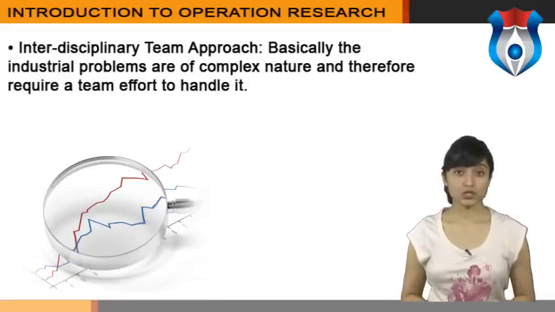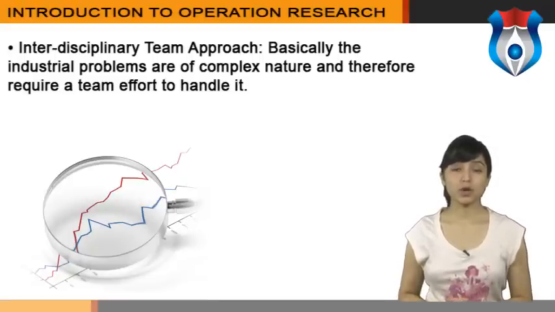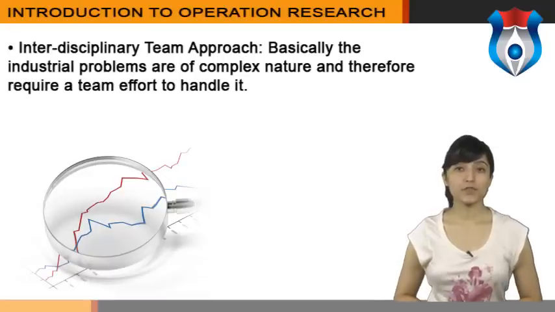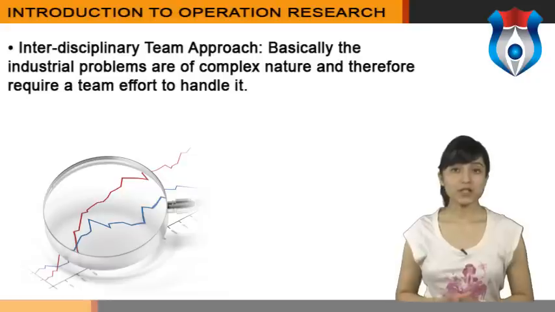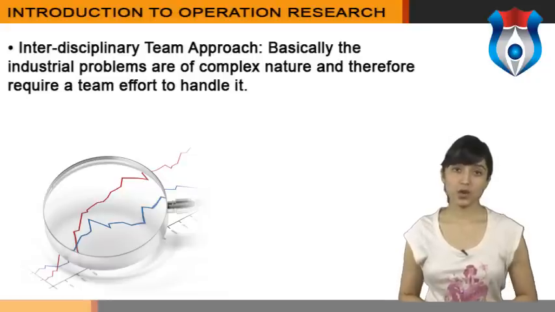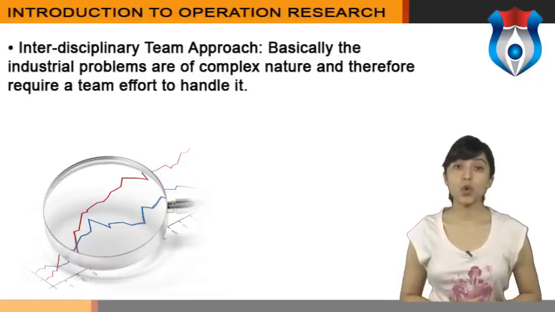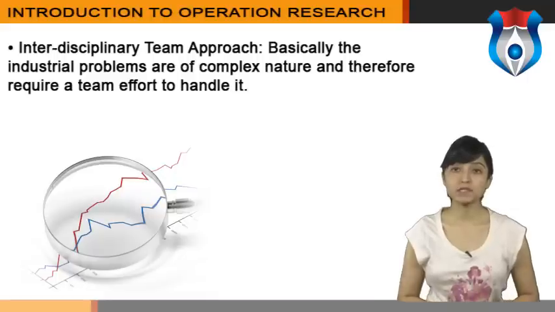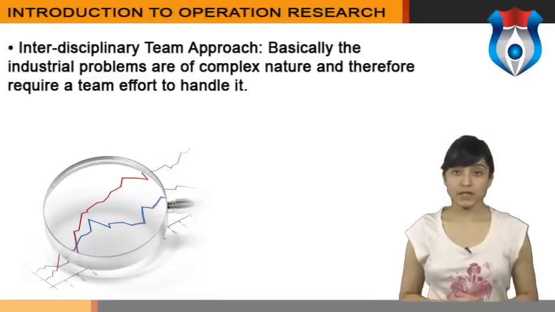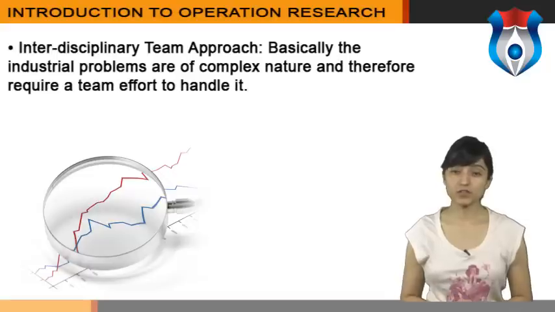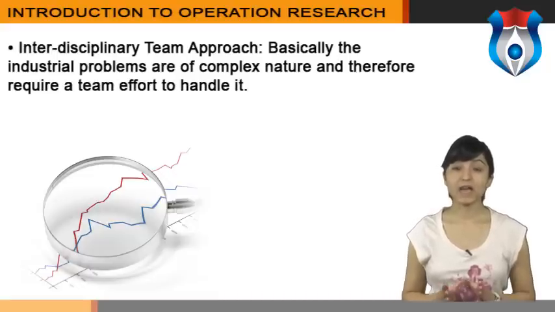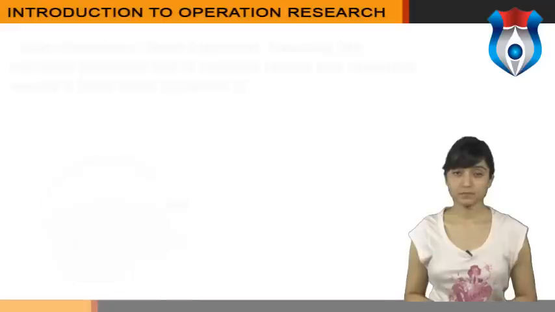Interdisciplinary team approach. Basically, the industrial problems are of complex nature and therefore require a team effort to handle. This team comprises scientists, mathematicians and technocrats who jointly use the OR tools to obtain an optimal solution of the problem. They try to analyze the cause and effect relationship between various parameters of the problem and evaluate the outcome of various alternative strategies.